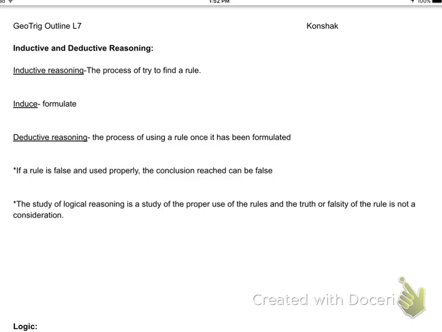So, the first definition that we should talk about is inductive reasoning. I took the liberty, guys, of putting the definitions already on here so that we don't have to come up with them and spend a lot of time talking about what it is versus how or why we are going to use it. So inductive reasoning is the process of trying to find a rule.